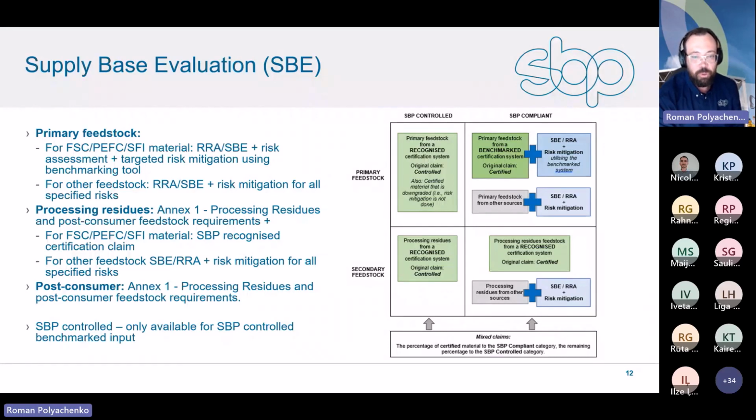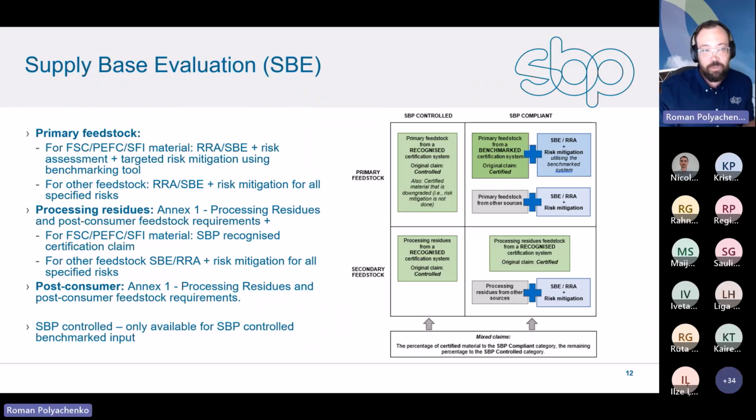Then the third one is post-consumer feedstock or recycled, like old pallets, old furniture, old demolished buildings, and things like this. So the biomass producer shall follow the requirements of Annex 1 of Standard 2 and demonstrate that the feedstock category is indeed post-consumer. In this case, the feedstock may be considered SBP compliant directly.